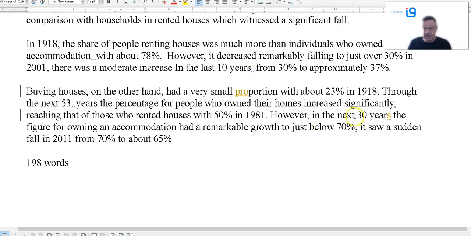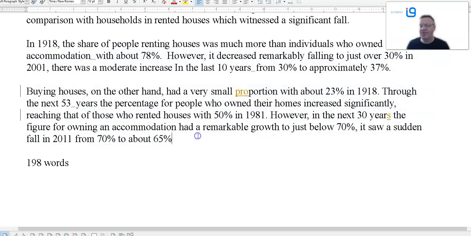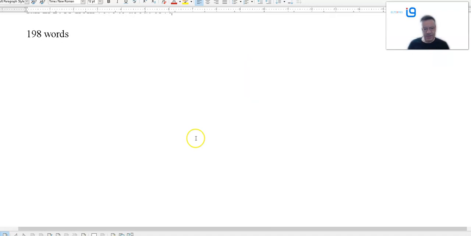Remarkable 70%. So you've got a period of 30 years. It's a sort of sudden fall. Well, was it sudden? Wasn't that kind of sudden, was it? It was just a fall. It's only 5%. So anyway, that's not bad. But still, I think you could have put some more data in those paragraphs there.